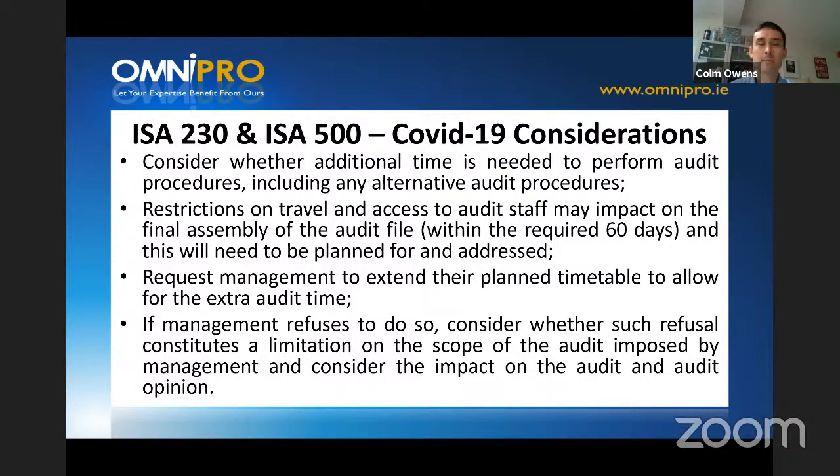And then the last two points will probably come on to the last section about the audit report. We're talking here about the delay in doing the work because of COVID-19, for which no one's at fault. But if you feel you need to extend your timetable to allow for the extra time, you need to factor that in immediately. You need to go to management and say, look, we need extra time. And if they're unwilling to give you the extra time, you need to consider how does that impact on your audit report. Is that going to be a limitation of scope imposed by management, and will that impact on the audit opinion that you're going to issue?